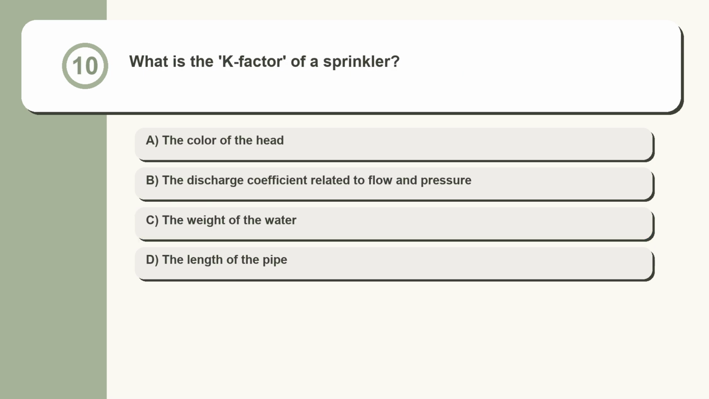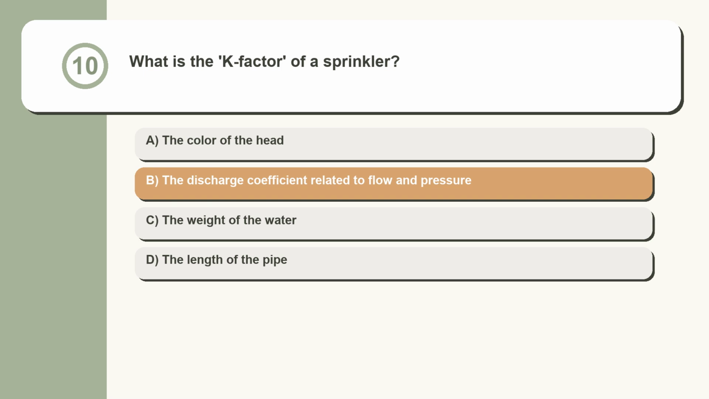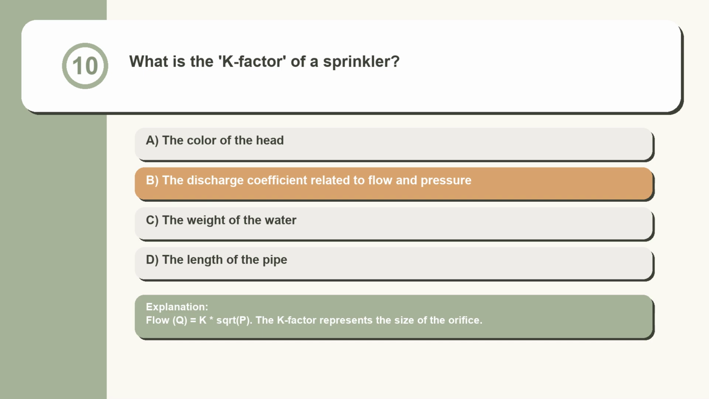Question 10. What is the K factor of a sprinkler? The color of the head, the discharge coefficient related to flow and pressure, the weight of the water, the length of the pipe. Flow, Q, equals K times the square root of P. The K factor represents the size of the orifice.